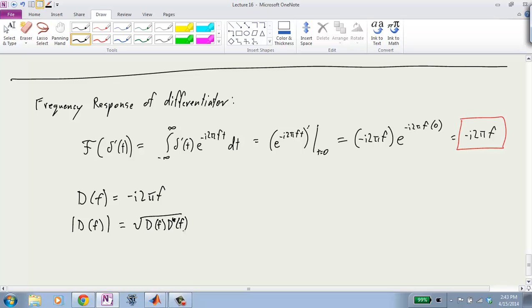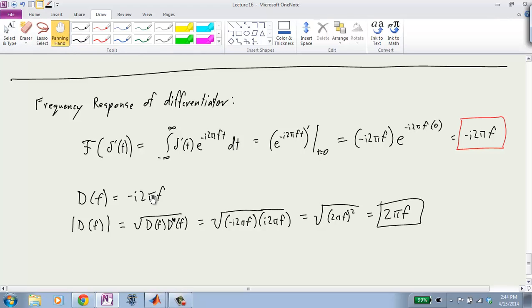Okay, this one's very easy. So that means it's minus i 2 pi f. And what's the conjugate of negative i 2 pi f? Okay, equals, and we simply get the square root of (2 pi f) squared. The i and negative i become 1. So we get 2 pi f, and that we could have got just by inspection from here. Okay.